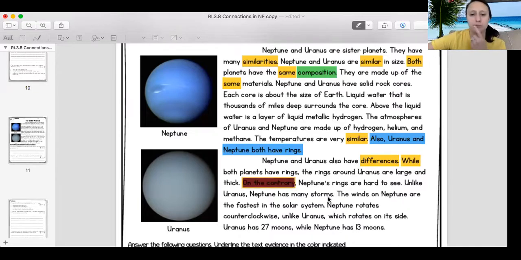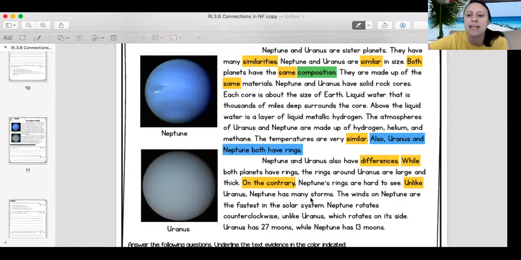I think I've heard that before. I think that means kind of like but or however. Neptune's rings are hard to see. So it's saying that we can see Uranus's because they're large and thick, but we can't see Neptune's because they're not as big. Okay? Unlike Uranus, so unlike, that means it's not like Uranus. We can highlight that as a signal word.